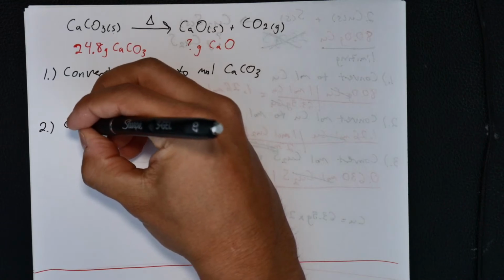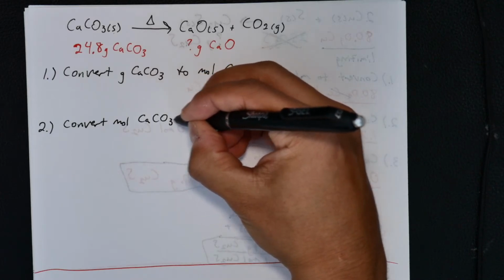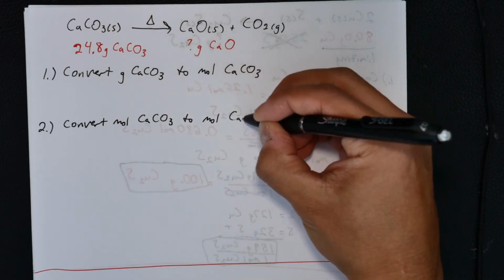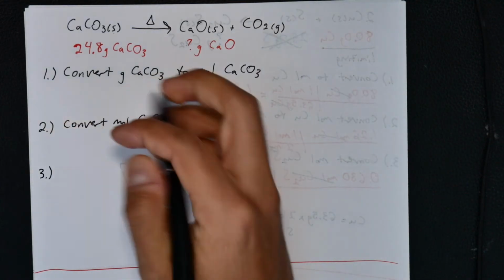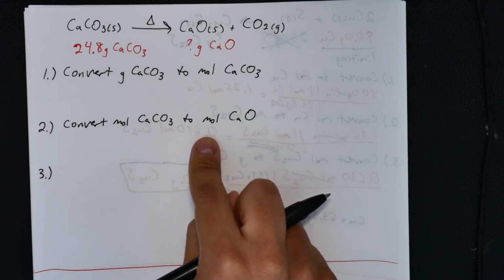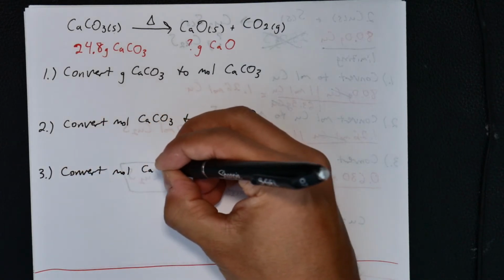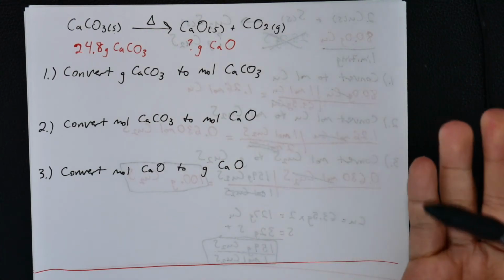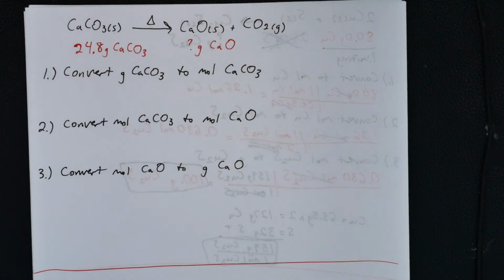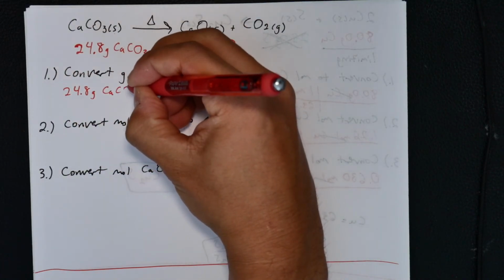Step 2, we are now going to convert moles of calcium carbonate to moles of calcium oxide, because that's what we're trying to get in the end. And then lastly, step 3, they want us to get this into grams, so we are going to convert moles of calcium oxide to grams of calcium oxide. So pretty much the exact same steps as all the other problems we've done so far for this chapter other than the limiting reactants.